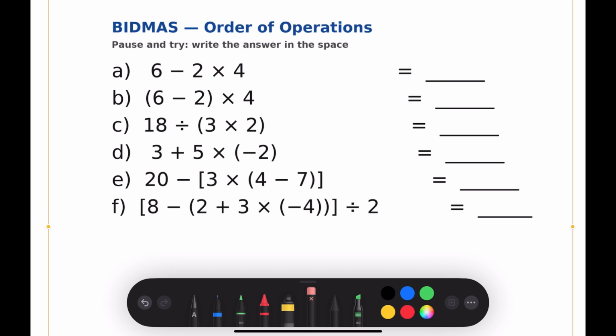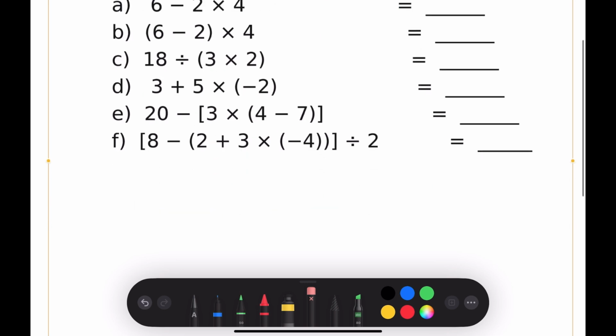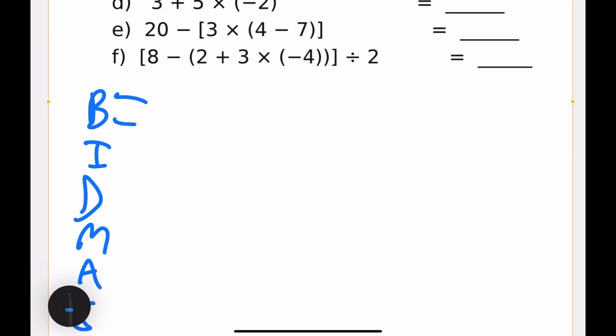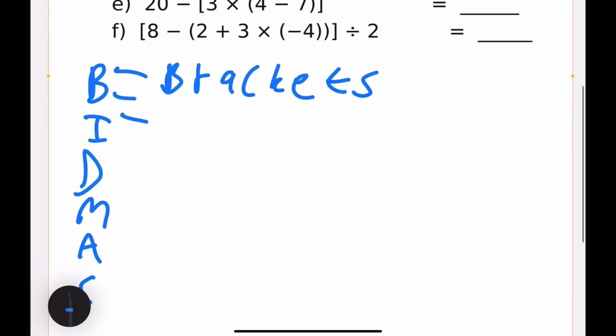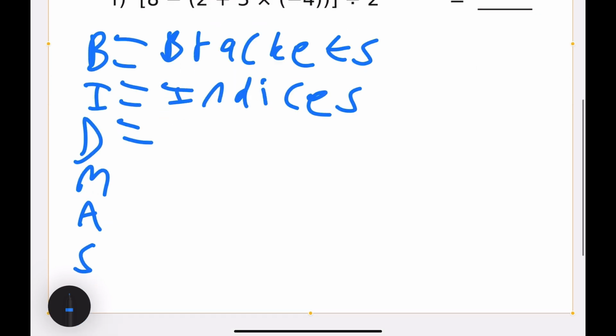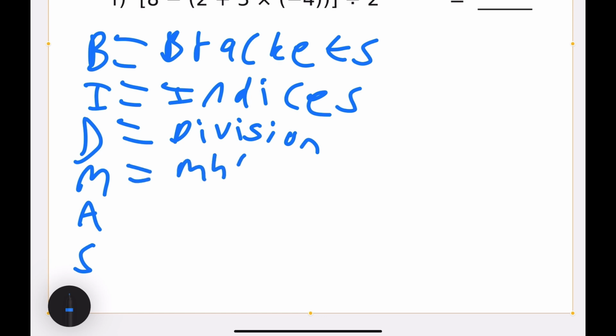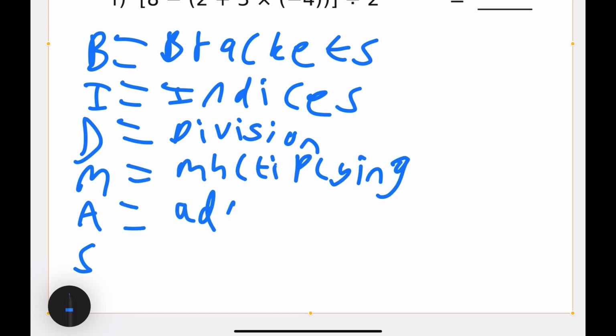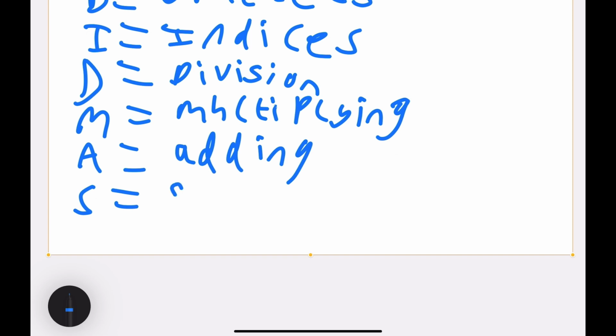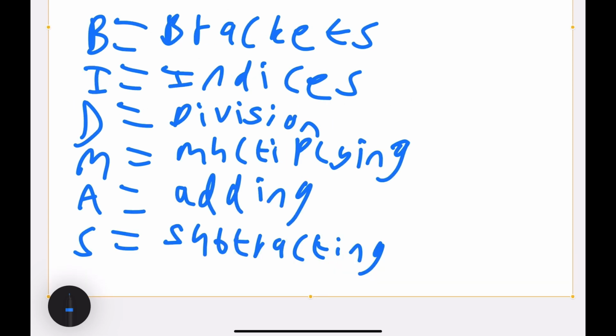Okay, so I'm now going to be going over BIDMAS, which is the order that we do the operations in. So B stands for brackets, I stands for indices, D stands for division, M stands for multiplying, A stands for adding, and S stands for subtracting. However, division and multiply, you just do it in the order it's in, and adding and subtracting, you just do it in the order they're in.